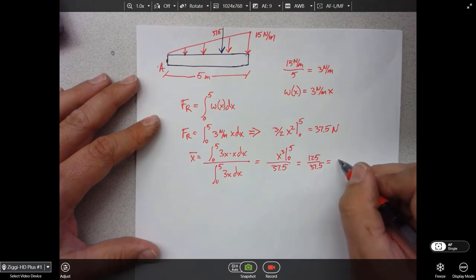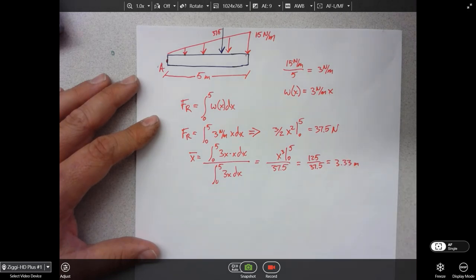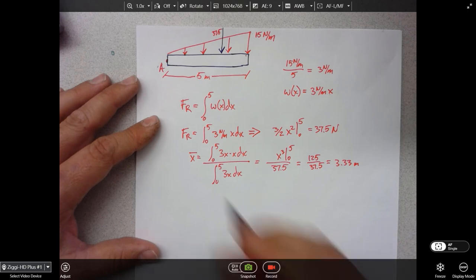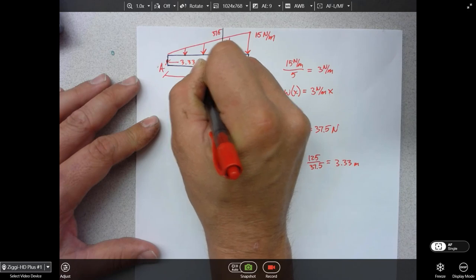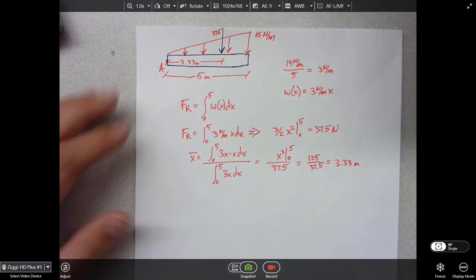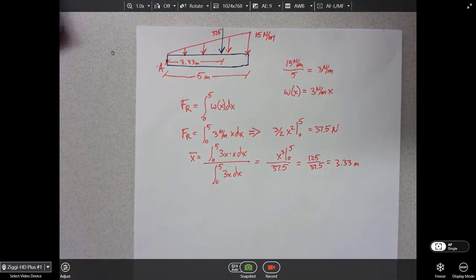What is it? 3.33 meters. Okay, so we know this is 3.33 meters. Does that happen to be 2/3? Sure does. Okay.